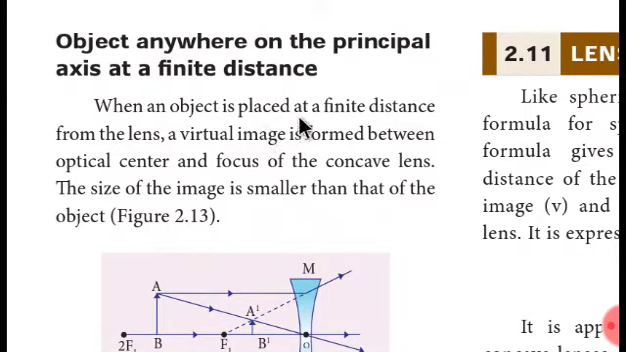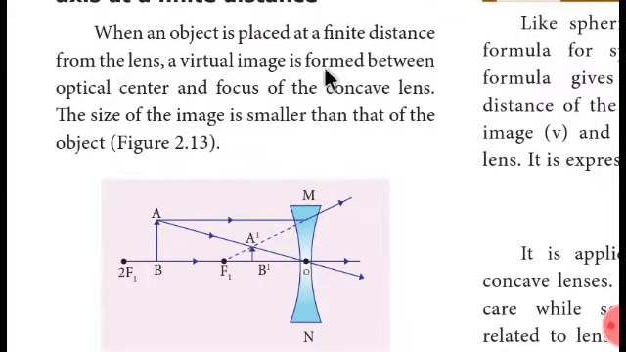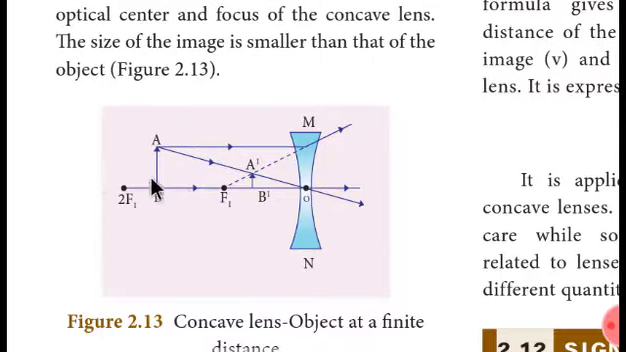When an object is placed at a finite distance from the lens, a virtual image is formed between the optical center and focus of the concave lens. The size of the image is smaller than that of the object.